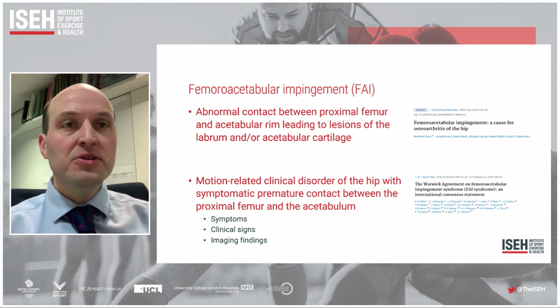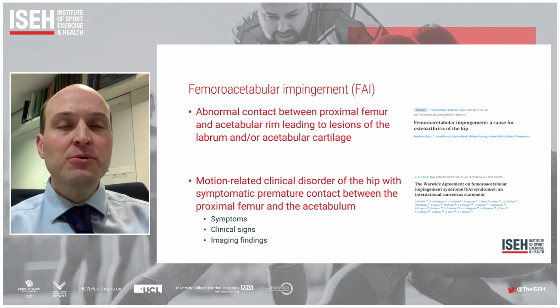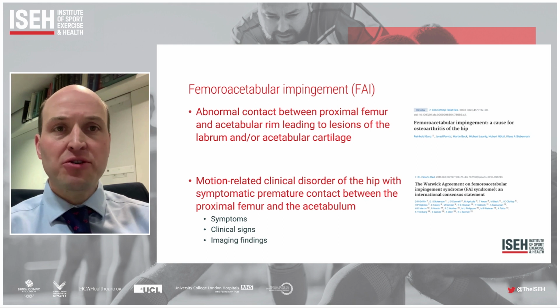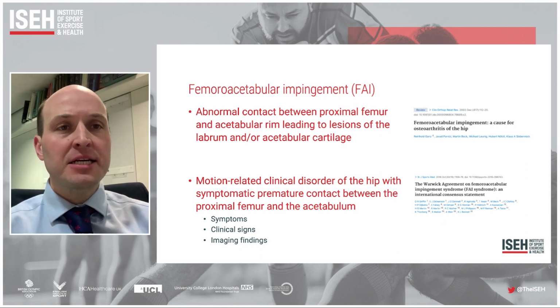So femoral acetabular impingement was first described almost exactly 2 decades ago by Reinhold Ganz and the Bern group in Switzerland. Initially, it was described as the abnormal contact between the proximal femur and the acetabular rim, leading to lesions of the labrum and/or acetabular cartilage. Now, as our understanding of this condition has developed, more precise definitions have come along, and most recently in Warwick there was agreement on this statement here to try to sum up the condition as a motion-related clinical disorder of the hip with symptomatic premature contact between the proximal femur and the acetabulum.